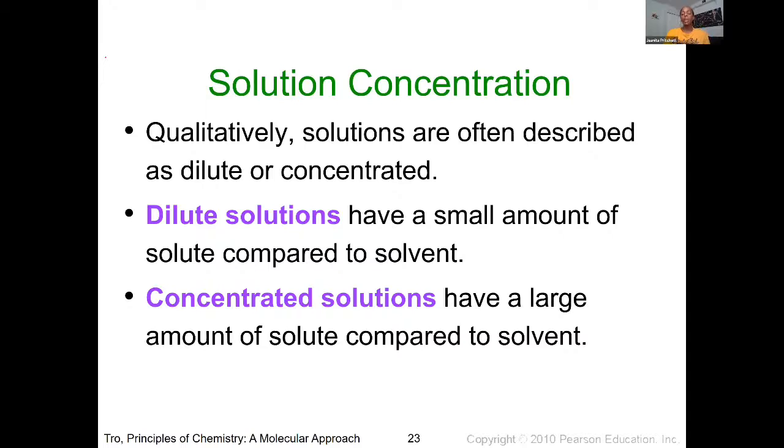When we're looking at it in qualitative terms, the way we describe solutions is by saying that they're either dilute, meaning there's a small amount of solute compared to the solvent, or concentrated, meaning there's a larger amount of solute compared to the solvent. A great way to think of this is if you've ever made iced tea or any type of drink where you're adding sugar. If you put just one little scoop of sugar in, that's going to be a dilute solution. But if you put a lot of sugar in there, you'll have a more concentrated solution.